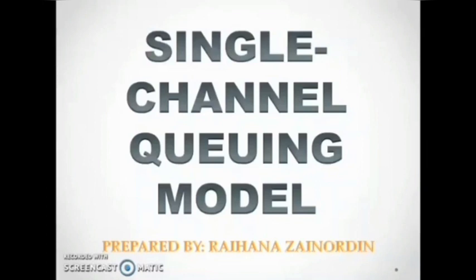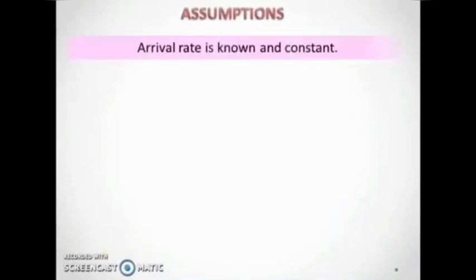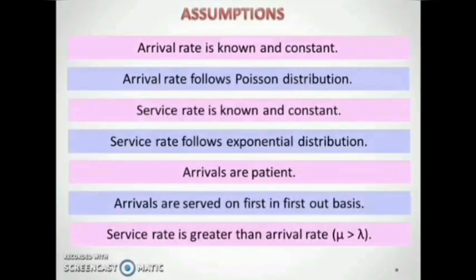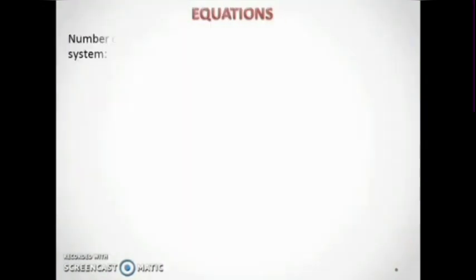Our example has a single channel queuing model. These are the assumptions. First, arrival rate is known and constant. Second, arrival rate follows Poisson distribution. Third, service rate is known and constant. Fourth, service rate follows exponential distribution. Fifth, arrivals are patient. Sixth, arrivals are served on first in first out basis. And last, service rate is greater than arrival rate.